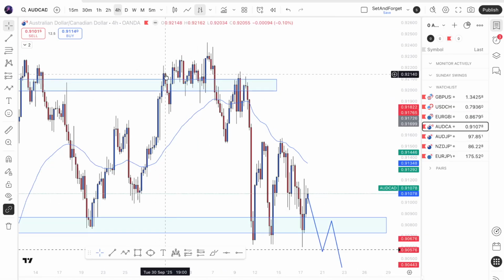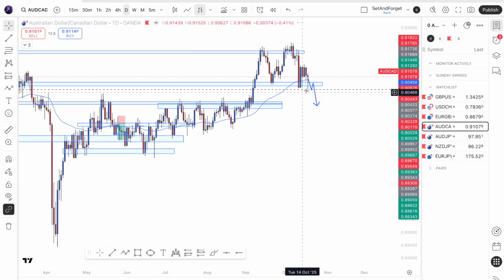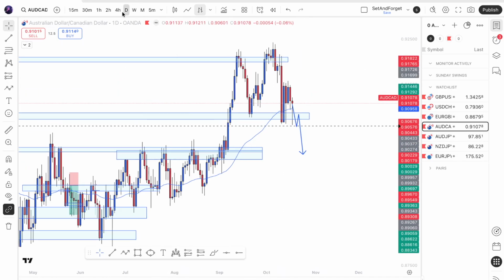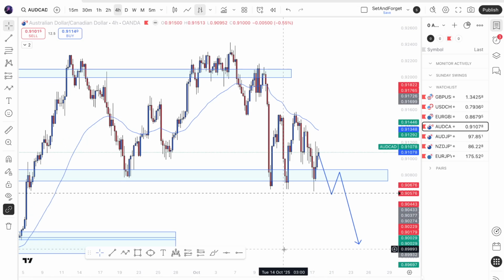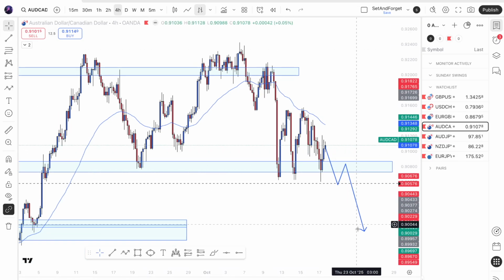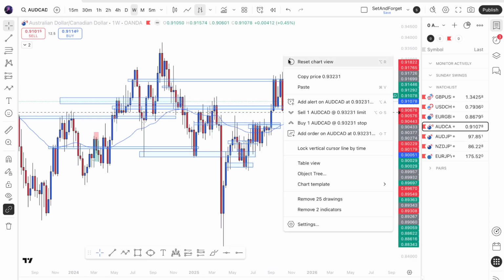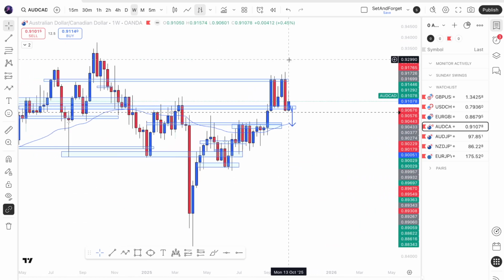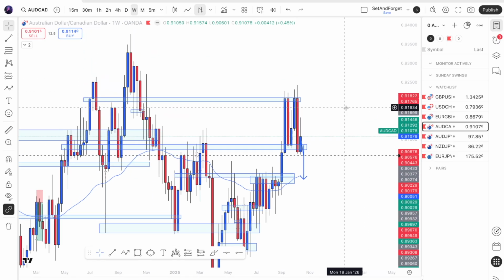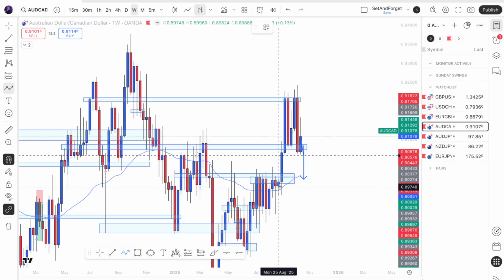AUD CAD, the same thing. Break, retest, and then move to the downside. On the weekly, I'd say that it's technically bearish, if we follow the structure closely.